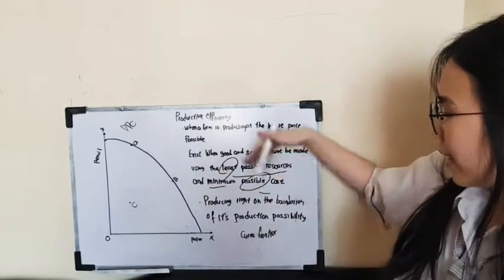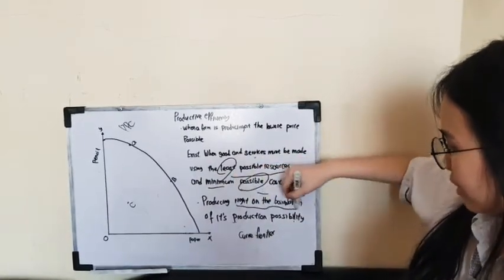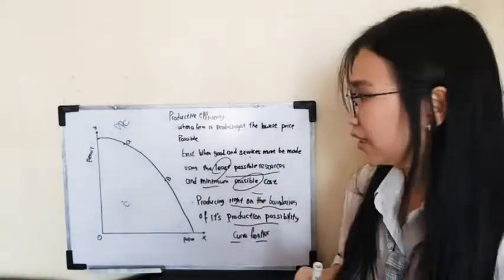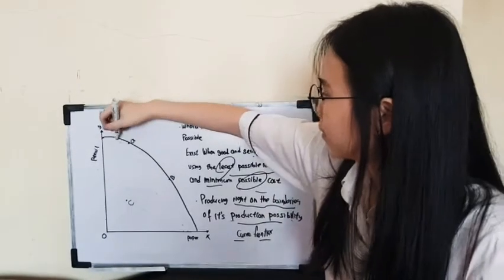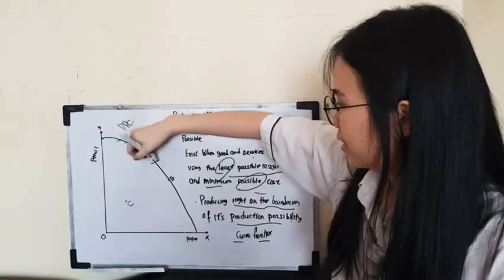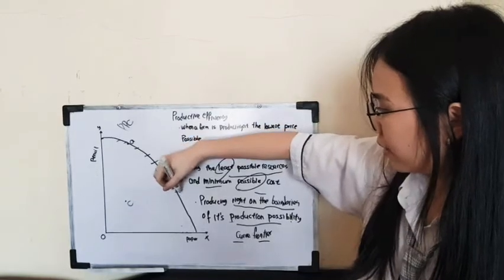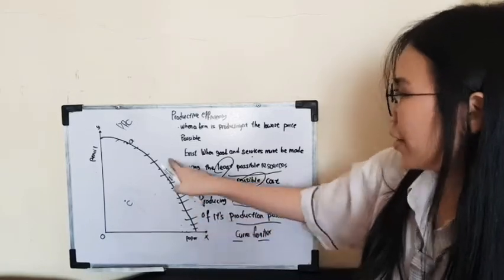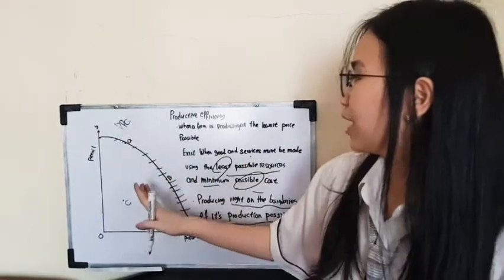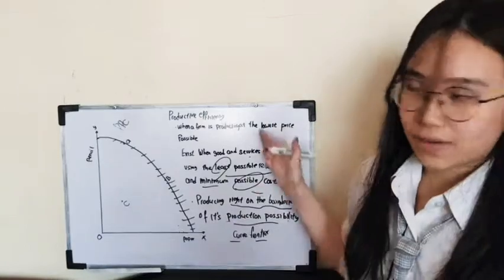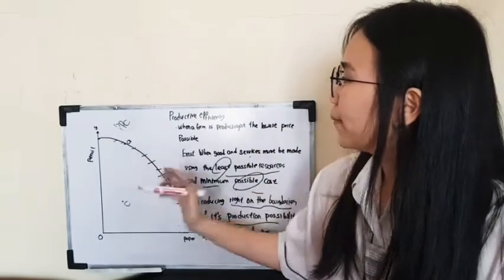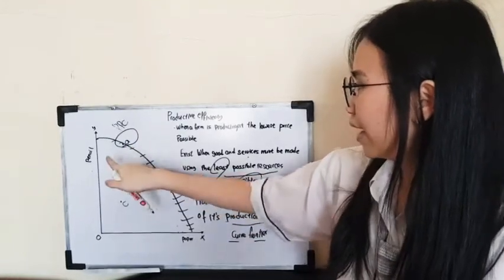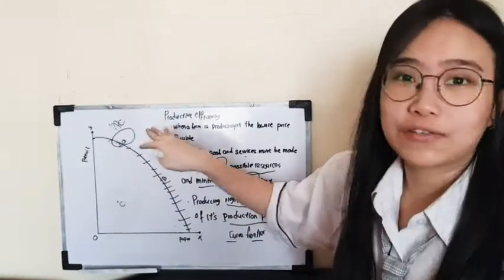This statement talks about being right on the boundary of the PPC curve. Then, which part is the boundary? It is this part. This is the boundary that we are talking about. So as long as the point is right on this boundary, then the production will be productively efficient. So when the production of pencil and paper is at point A, the production will be productively efficient.